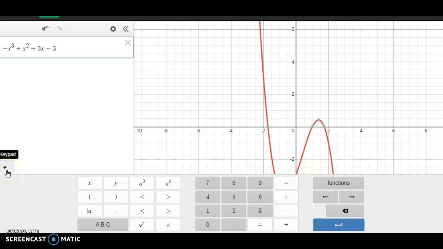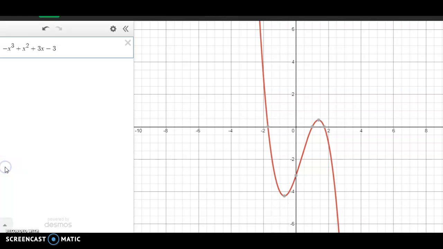And let me shrink this calculator. Here I can hide the keypad. So I look at my function. This is a cubic. Its highest degree is 3. You see that right there. The constant, we talked about that's important. Negative 3 is the y-intercept. So the y-intercept is 0, negative 3. That's the constant of this function.